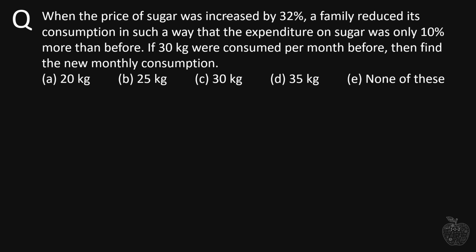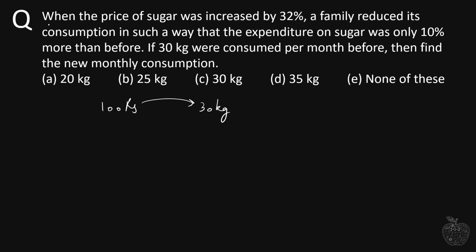When the price of sugar was increased by 32%, a family reduced its consumption in such a way that the expenditure on sugar was only 10% more than before. If 30 kg were consumed per month before, then find the new monthly consumption. Alright, so earlier for 100 rupees, the family used to get 30 kg of sugar.